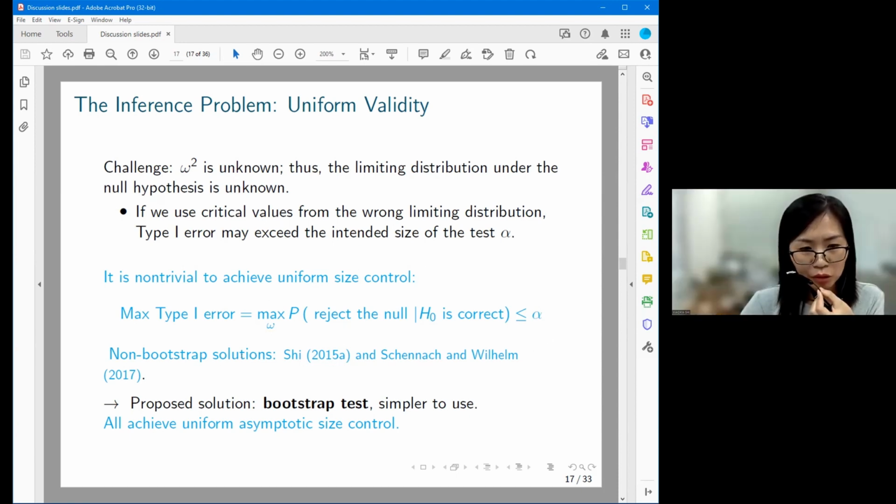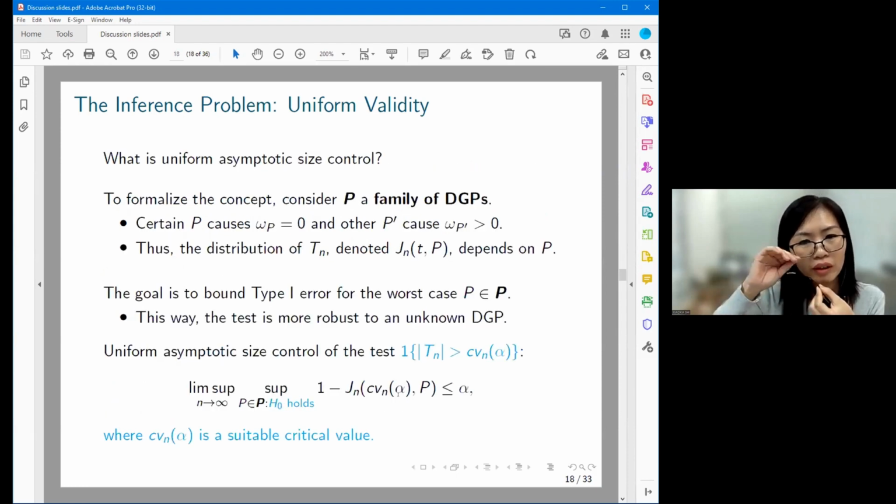There are non-bootstrap solutions in the literature given by these two papers. And this paper, Eric's paper, proposed a bootstrap-based test and showed that it achieves uniform asymptotic size control as well.